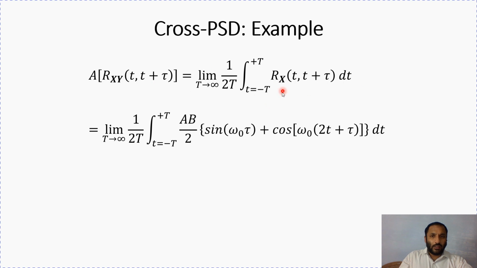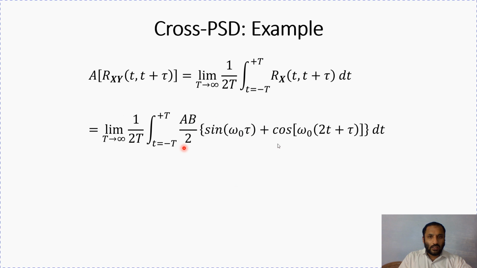Now I'm going to substitute our cross correlation function here. So I have this expression. Now if you observe this expression, the integration is with respect to time, whereas the first term is only a constant. It doesn't have variable t in it, so it is a constant that can be taken outside the integral.